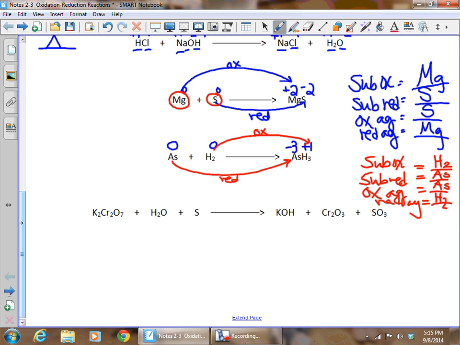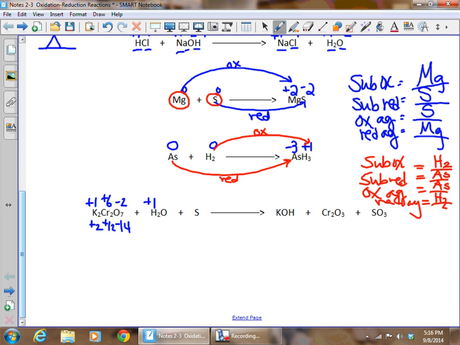For this final one, let's get the oxidation numbers for this. Potassium's +1 gives a total of +2 for potassium. Oxygen's -2, giving a -14 for oxygen, which means for this to equal out to 0, chromium has to be a +12. Well, if 2 chromiums are a +12, then 1 chromium's a +6. So there's our oxidation number breakdown for that compound.